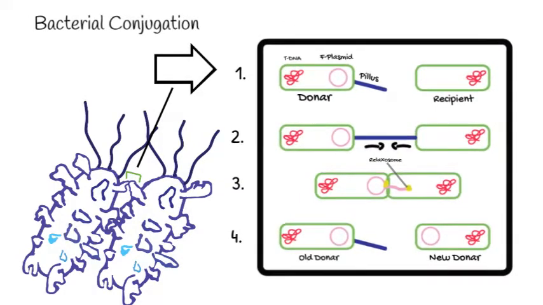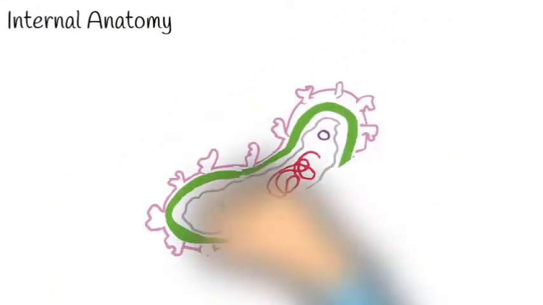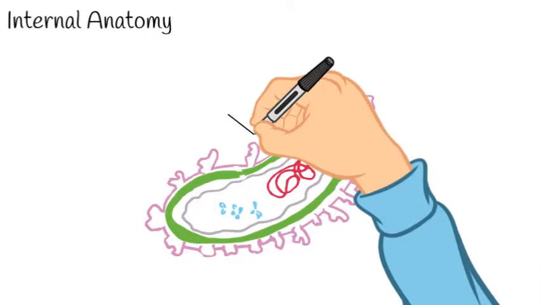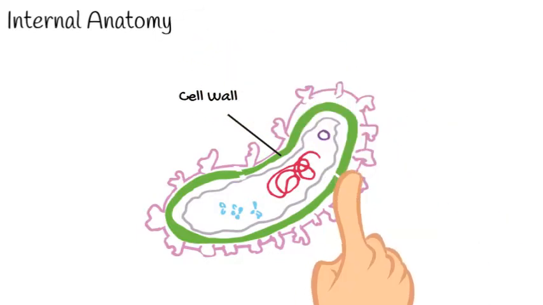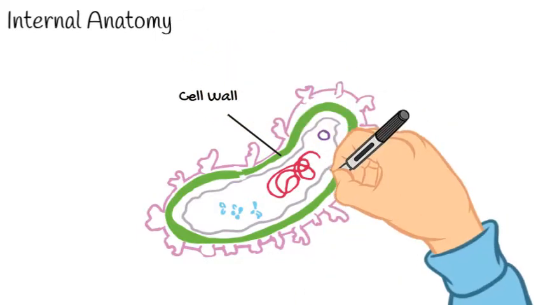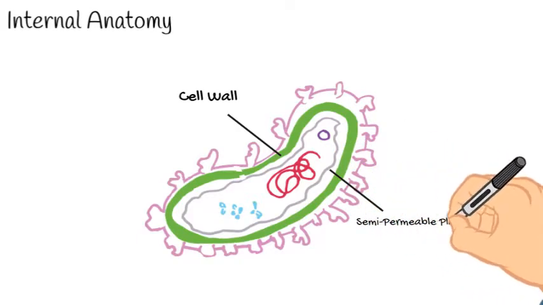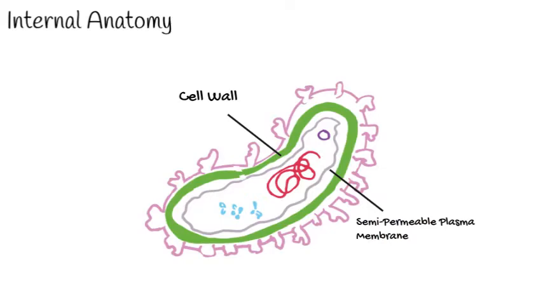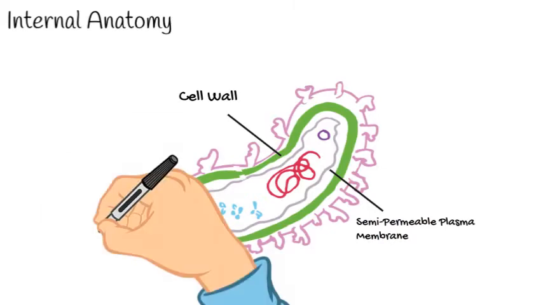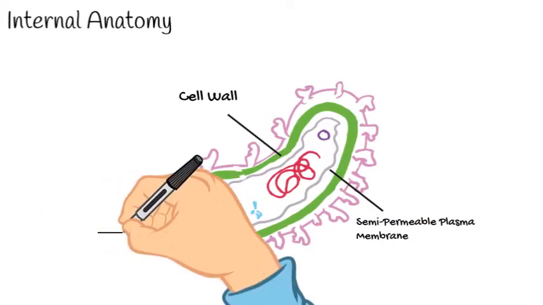Now let's move on to the internal anatomy of the bacteria itself. The internal anatomy of this unicellular organism is quite simple, so let's get started. The cell wall is a layer of protection for the cell. The semi-permeable plasma membrane is yet another layer of protection, as it is semi-permeable, meaning it only lets some things in and keeps the rest out, like a string.